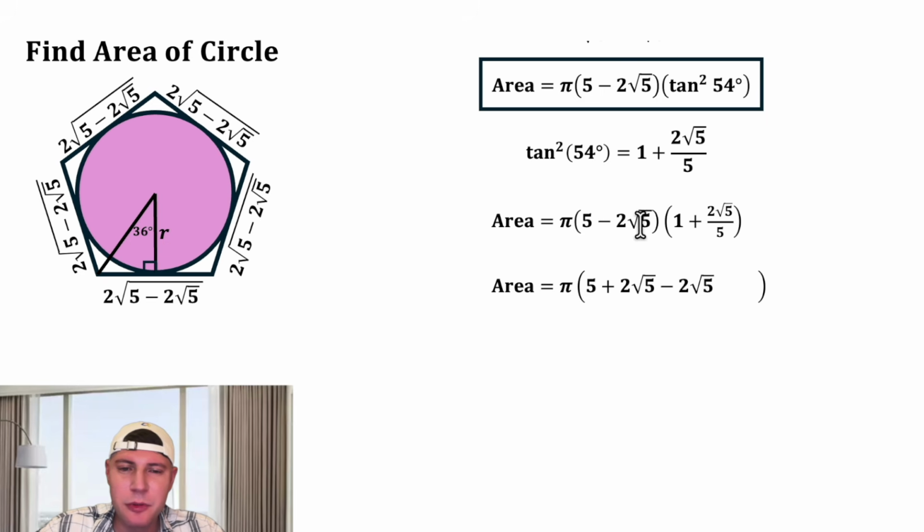And then negative 2 root 5 times 2 root 5 over 5, negative times positive is negative. 2 times 2 is equal to 4. Root 5 times root 5 is equal to 5. And then this 5 on top and this 5 on bottom can cancel each other out, leaving us with 4. Next, this positive 2 root 5 and this negative 2 root 5 are going to cancel each other out, leaving us with 5 minus 4. 5 minus 4 is equal to 1, and 1 times pi is equal to pi.